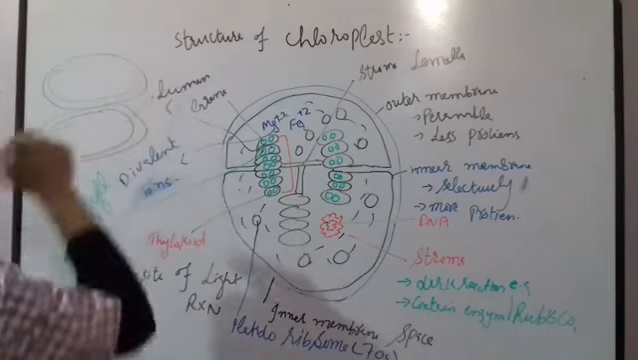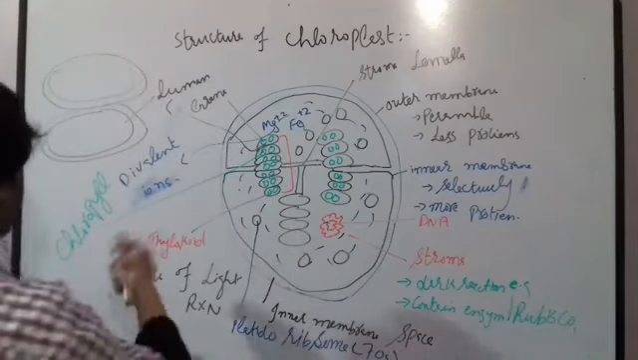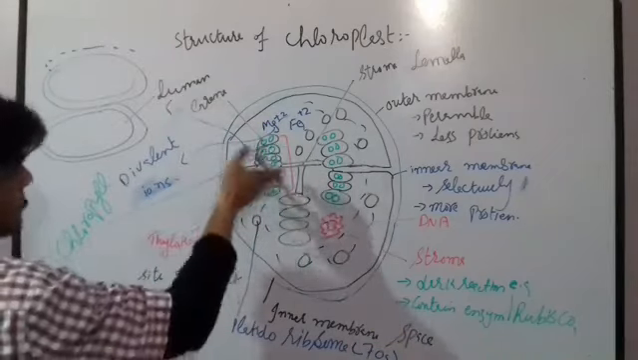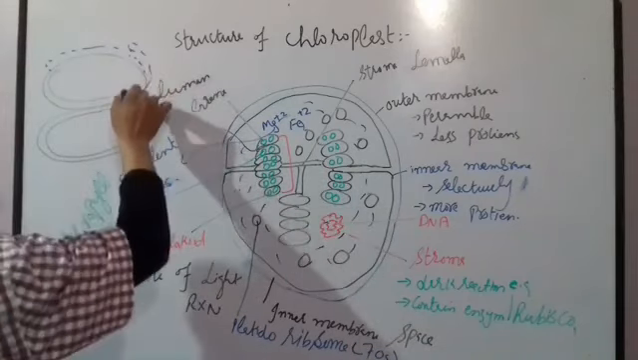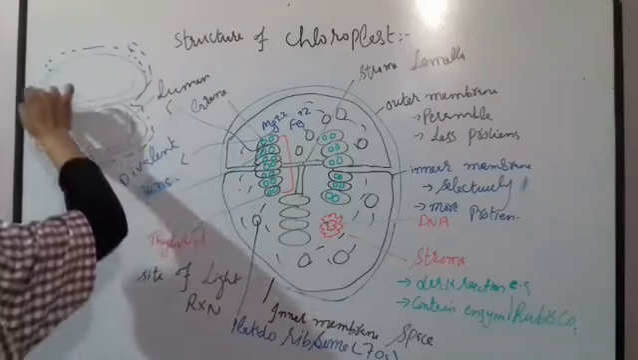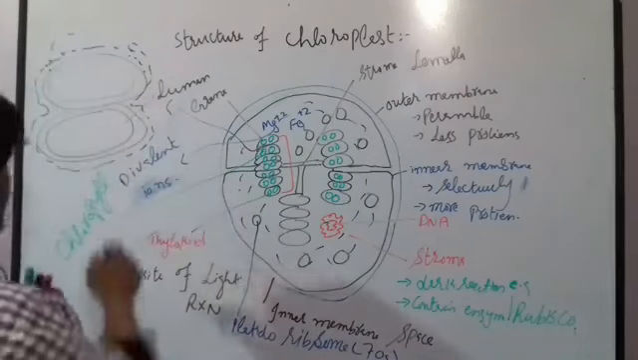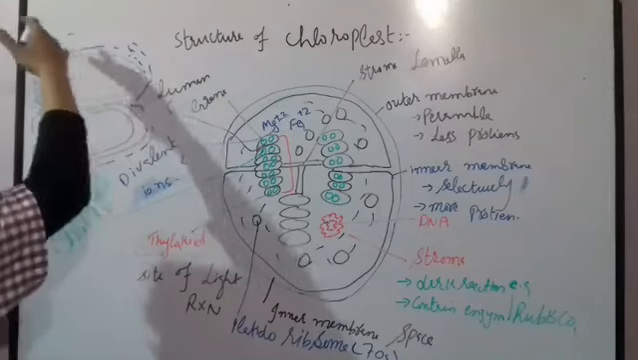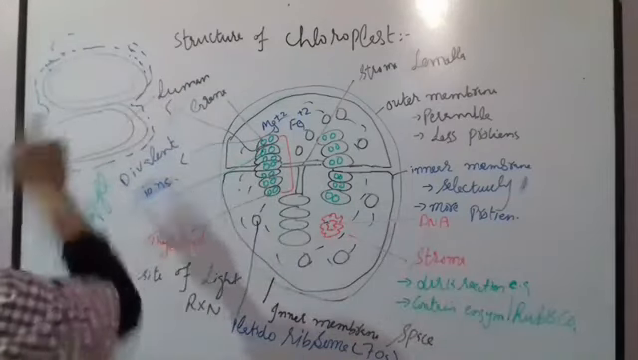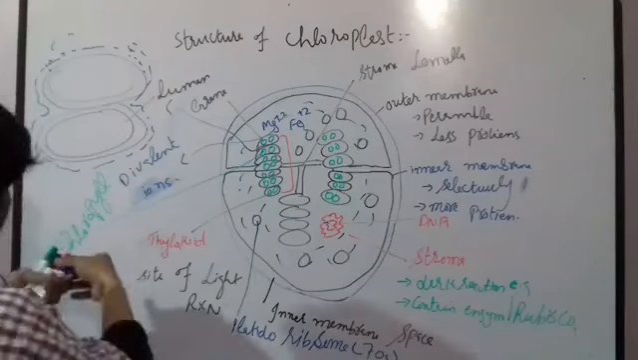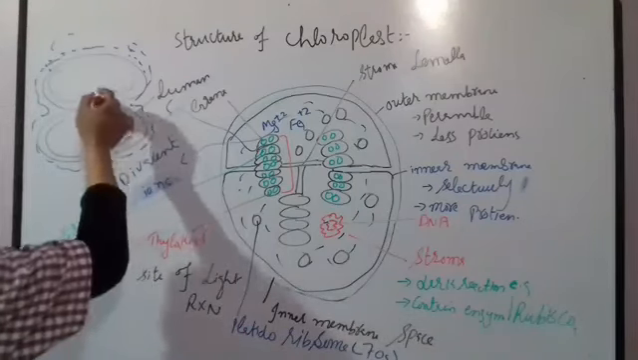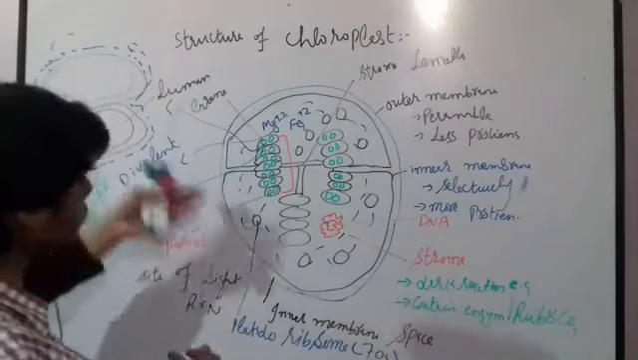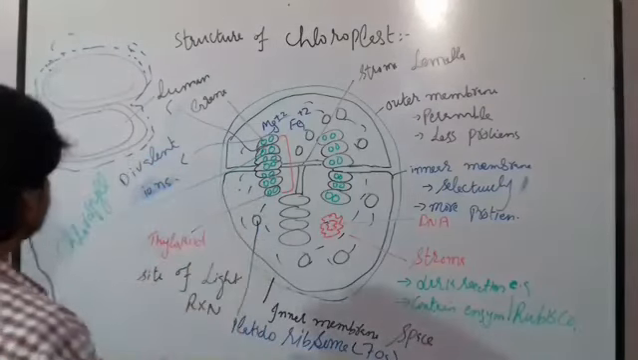This portion of the membrane is actually connected with the stroma. As you are seeing, this outer membrane is connected with the stroma, and this inner portion will be connected with each other. The inner part of this thylakoid will be connected with each other.